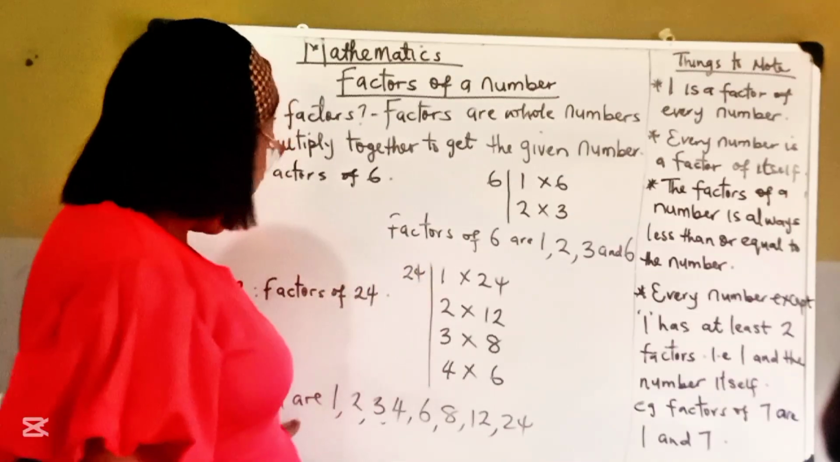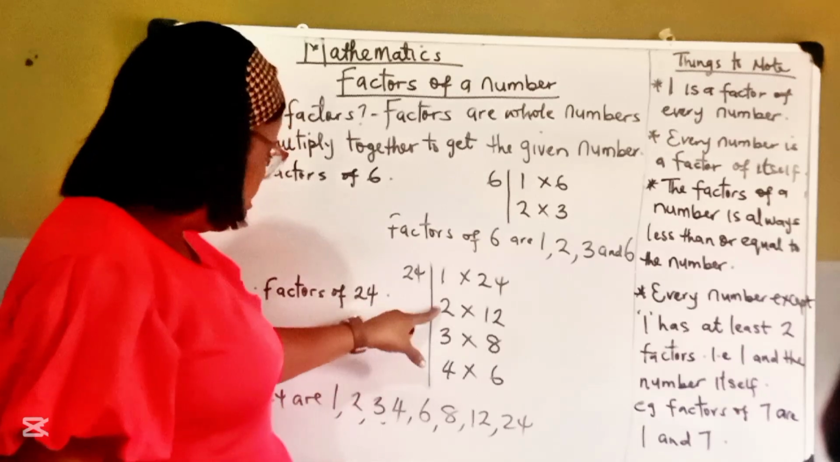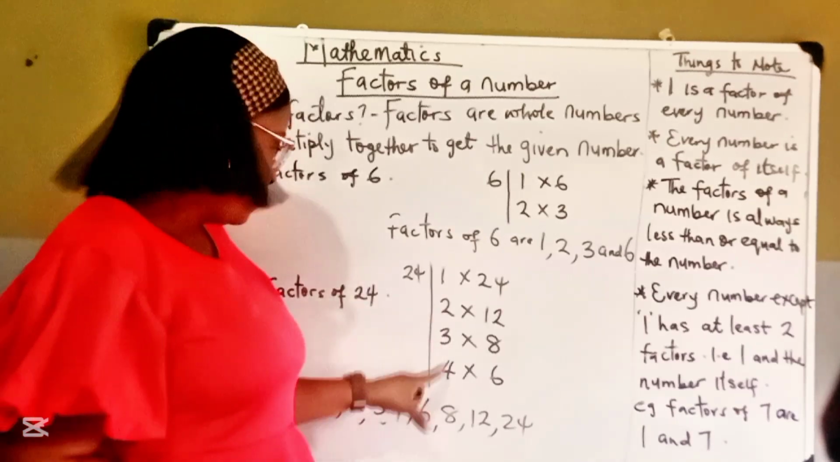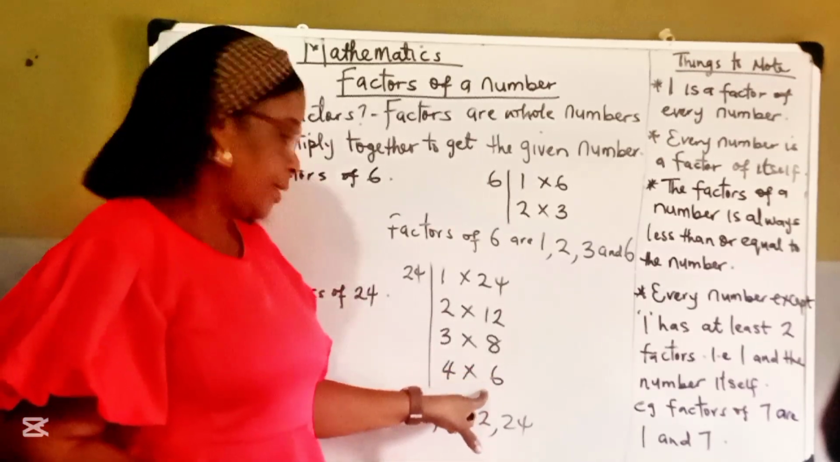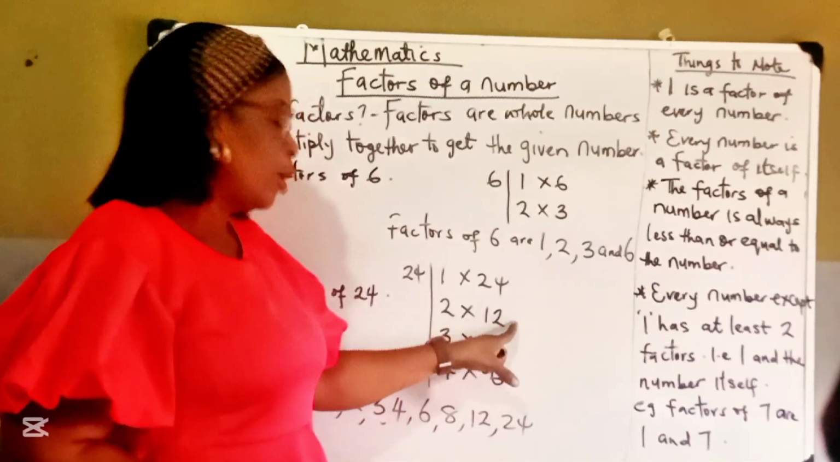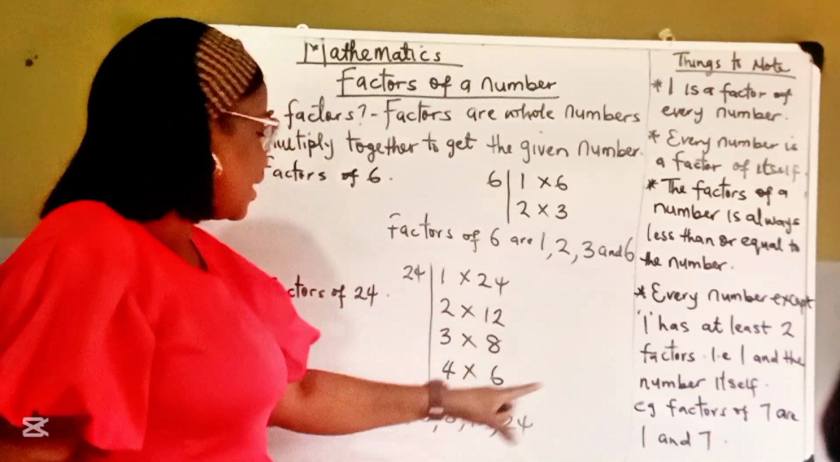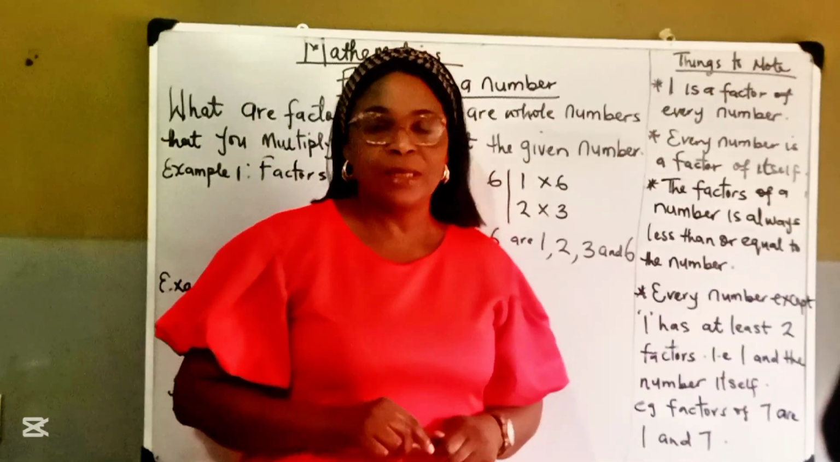Factors of 24 are 1, 2, 3, 4, 6, 8, 12, and 24. These are factors of 24. I believe you understood what factors are.